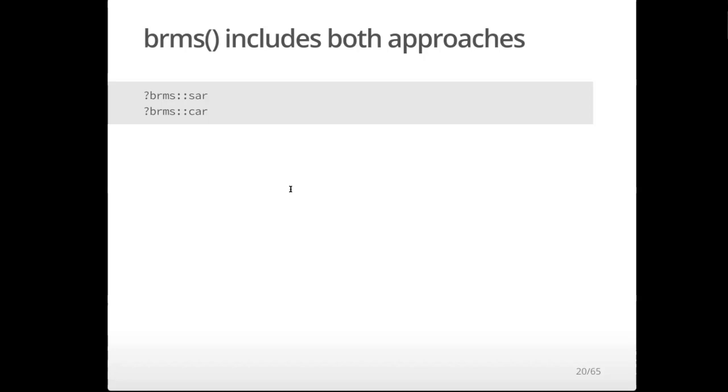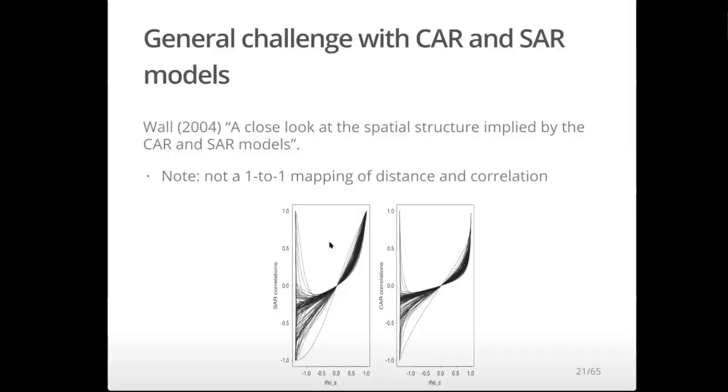And so BRMS is also in the family of packages like what Eli was talking about that include the option to include some of these ARMA type errors or correlated errors. BRMS also includes the option of including these SAR and CAR models, and so you can look at the examples just in the vignettes or the manual, and I'll go through some examples with BRMS in a second.